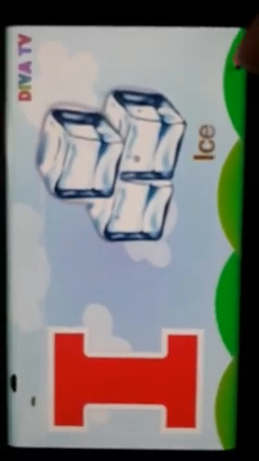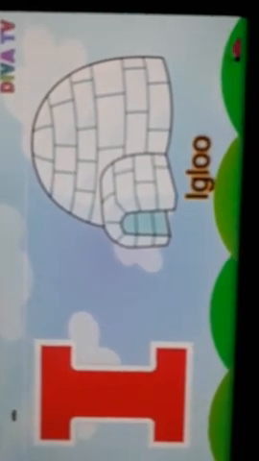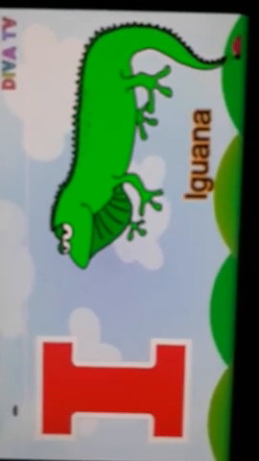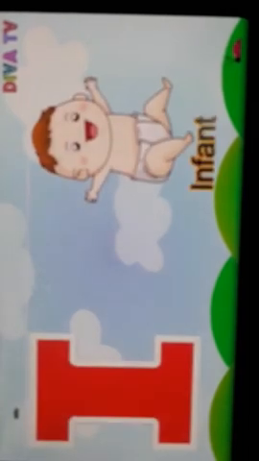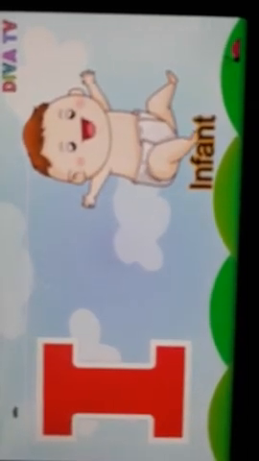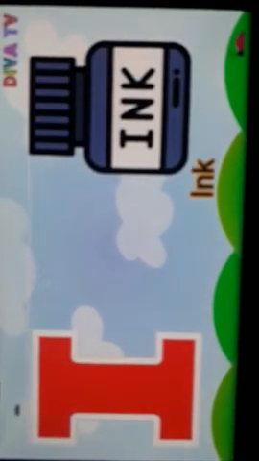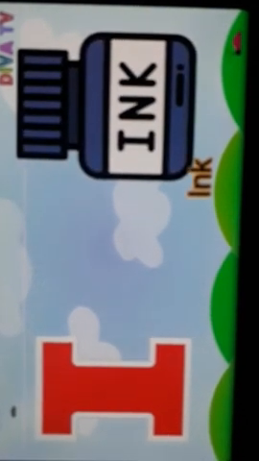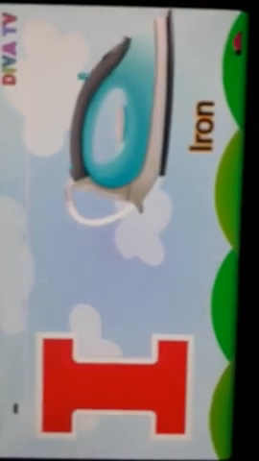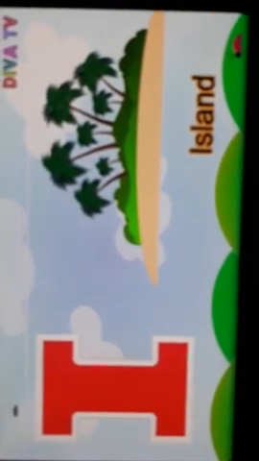I for igloo. Next, I for iguana. Next, I for infant. Next, I for ink. I for insects. I for iron. And next, I for Iceland.